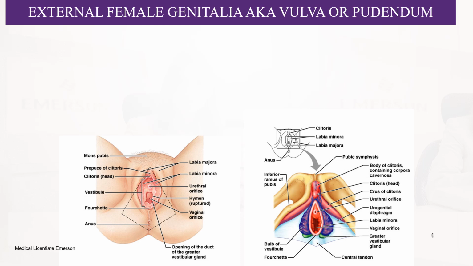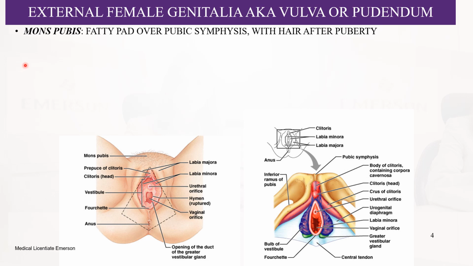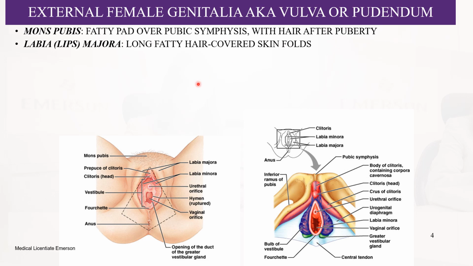So this is what we are talking about. As you have seen, the external female genitalia, also known as the vulva or pudendum. This is it here, that's the vulva, the one shown. So let's continue. The mons pubis is a fat pad over the pubic symphysis with hair after puberty. Then the labia, the Latin word for lips is labia.